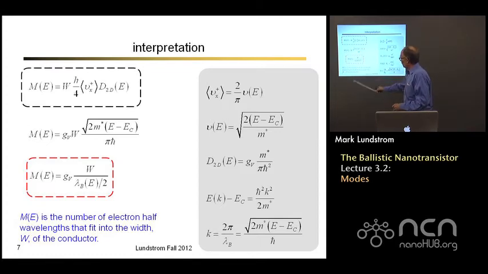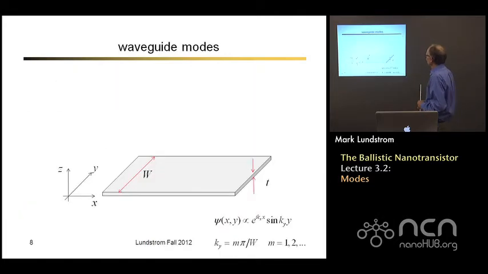So this is what the formula says. It's the number of half wavelengths that fit into the width of the conductor. So let's see how that works, and this is also why people refer to the channels as modes, because they're like modes in a waveguide. So if I think of my conductor like a 2D waveguide, there's an electron wave propagating along this 2D waveguide. And the electron wave is confined to be inside the conductor, so the wave function has to go to 0 at the two edges of the conductor.